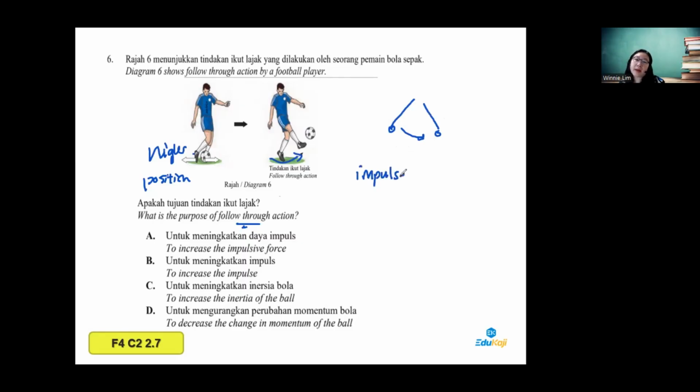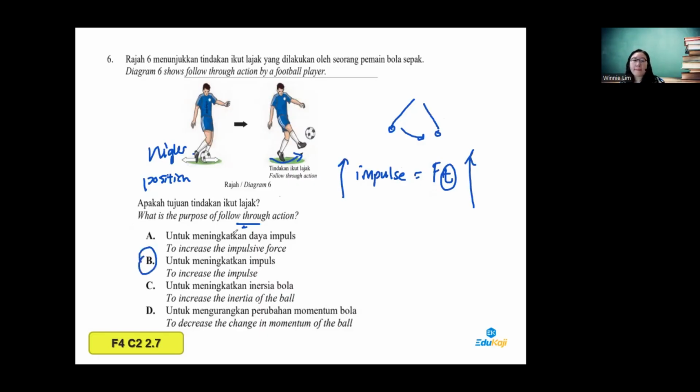So what is meant by impulse already? Impulse is actually the product of force times time. So when you move with a longer distance, you're actually increasing the time taken. So when you're increasing the time taken, you're actually increasing the impulse itself.